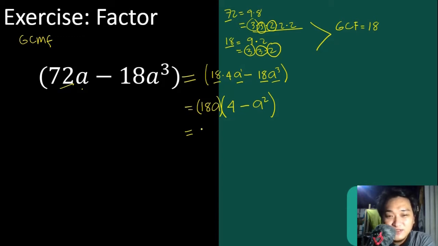So, we already have here a GCF of 18A. So, what will happen to this expression? 4 minus A squared. We can now apply the difference of two squares technique. So, what is the square root of 4? The square root of 4 is 2 and the square root of A squared is A. Since pareho silang may square root at yung gitnang operation is minus, we can apply the technique. So, the factor will be 2 minus A times 2 plus A.